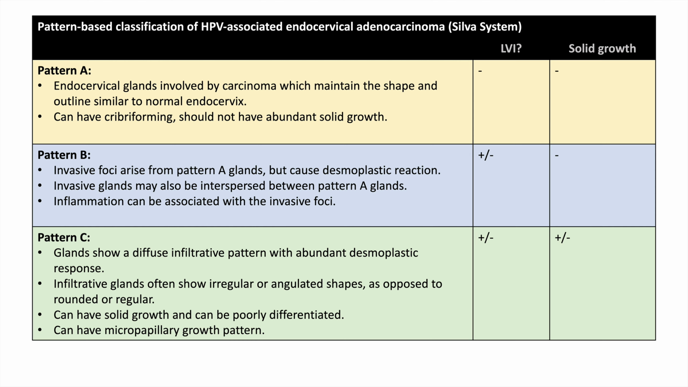And then pattern B are invasive foci arising from pattern A tumors, or they can have glands interspersed between pattern A glands, and they can have LVI in some cases. Whereas pattern C will have more of a diffusely infiltrated pattern, abundant desmoplastic response, irregular angulated glands. It can have solid growth, be poorly differentiated, or have a micropapillary growth pattern. So as you go from A to C, they tend to get worse in terms of aggressive appearing features.